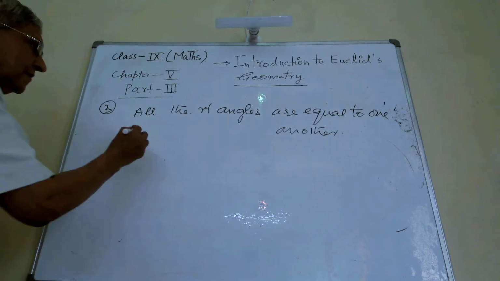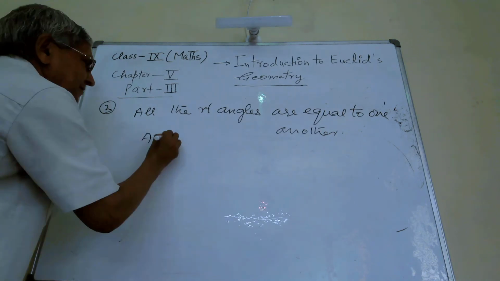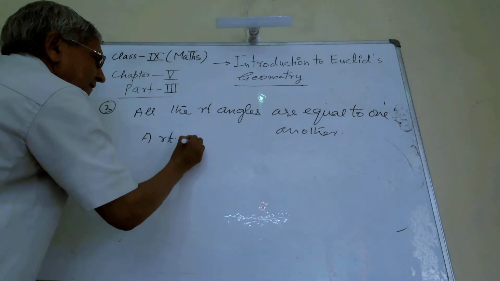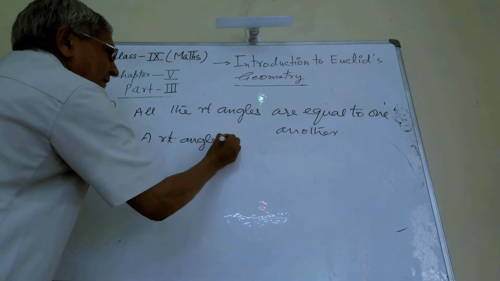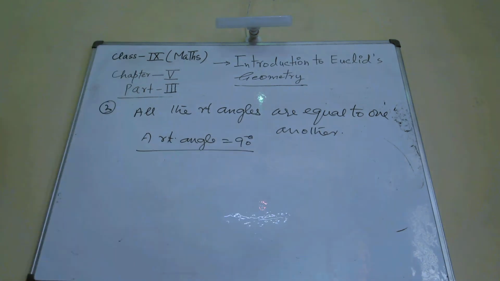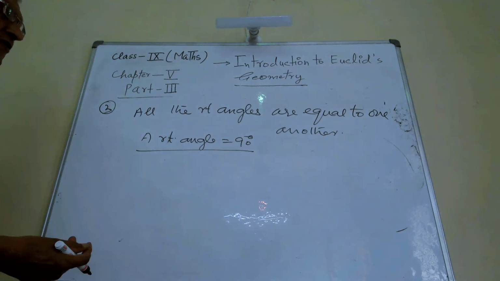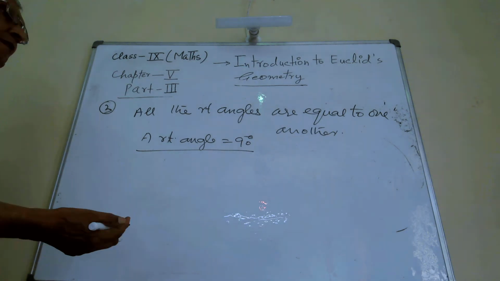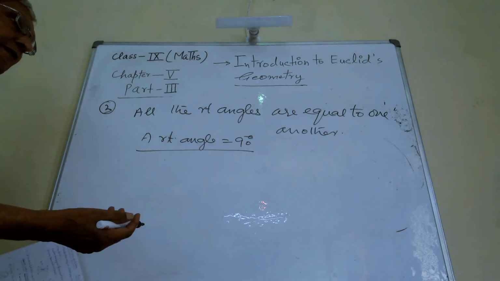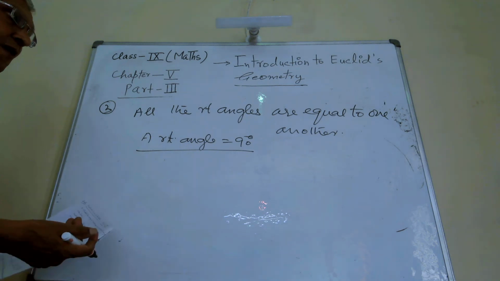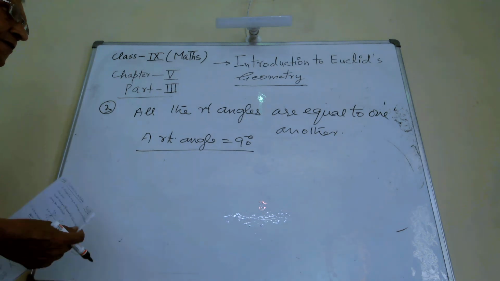A right angle is equal to 90 degrees. This is the definition of a right angle. And just like a circle, a right angle may be small, big, or bigger, but the magnitude or scale will be the same.